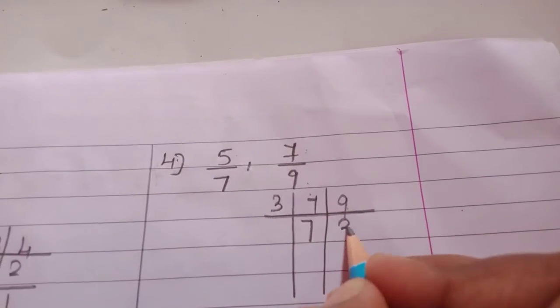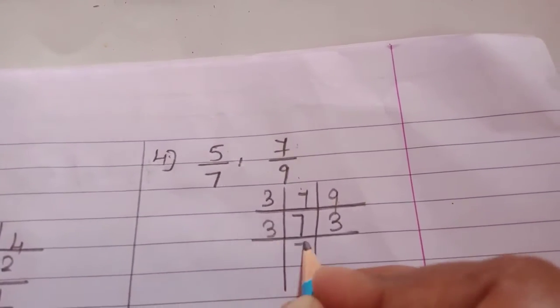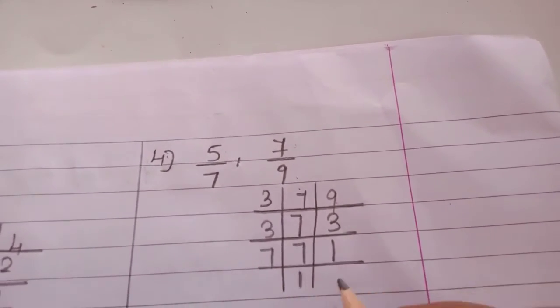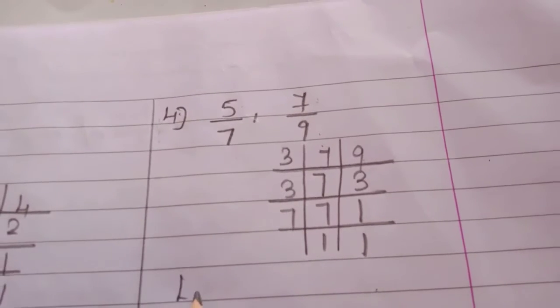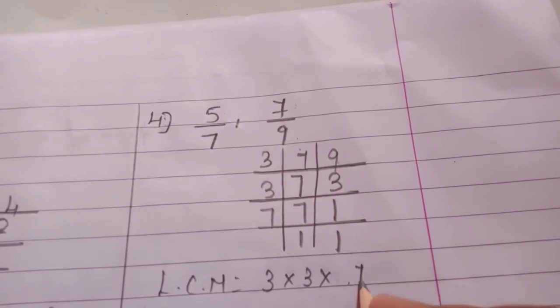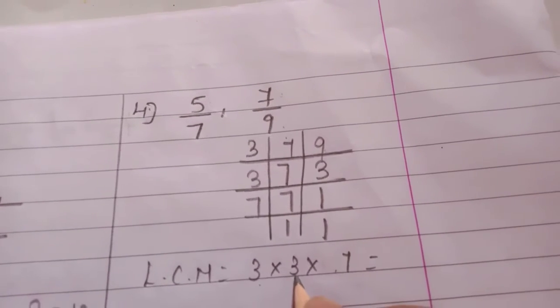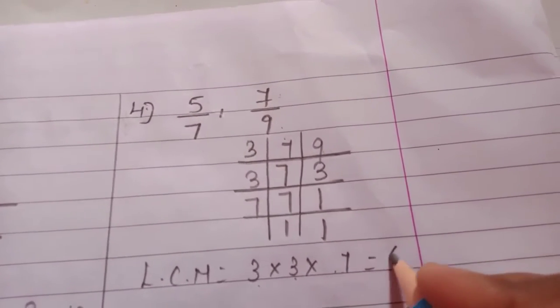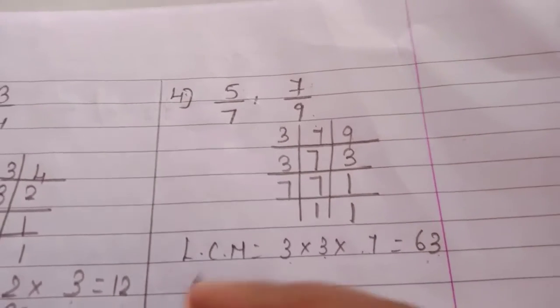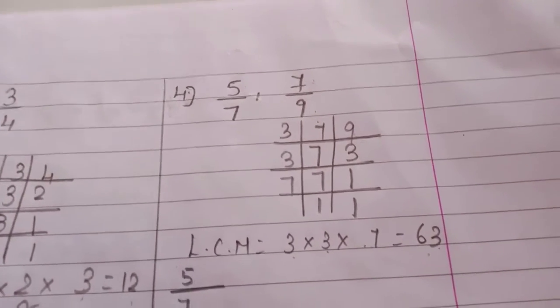So 3 3s are 9. So again 7 will come down. Then 3 1s are 3. Then we will take 7 1s are 7. So LCM equal to 3 multiplied by 3 multiplied by 7. So 3 3s are 9, 9 7s are 63. So LCM equal to what? 63.